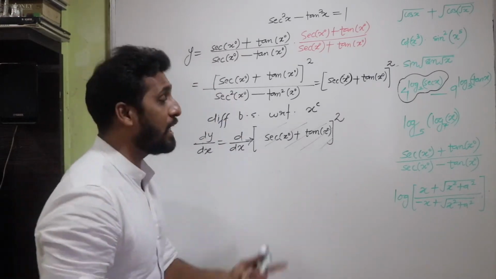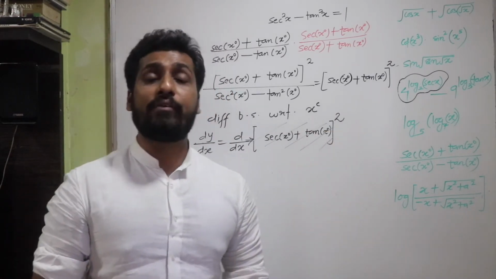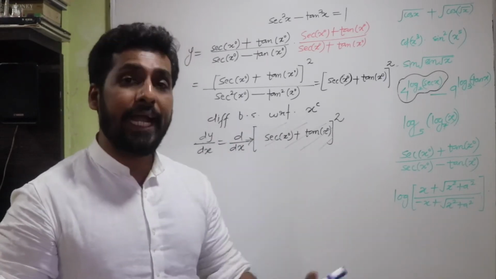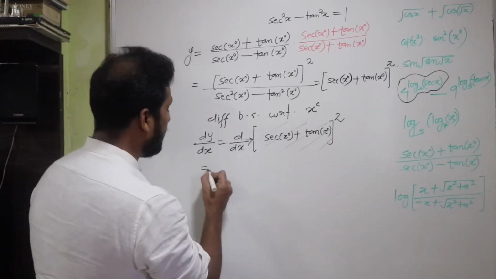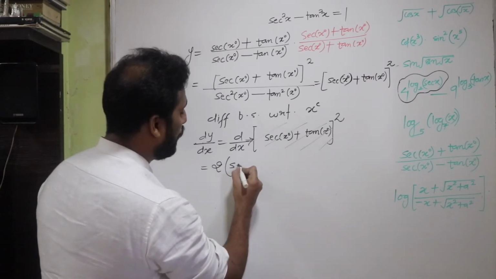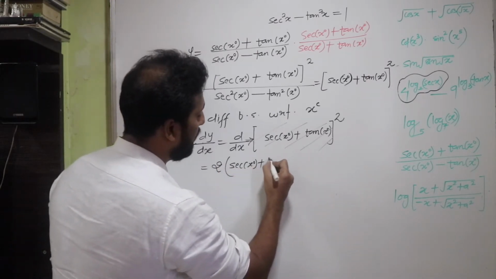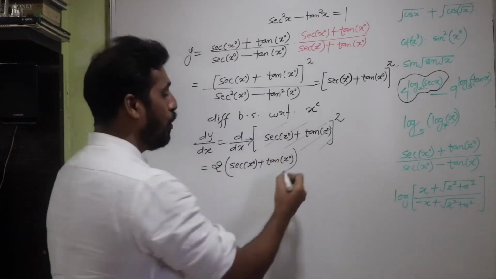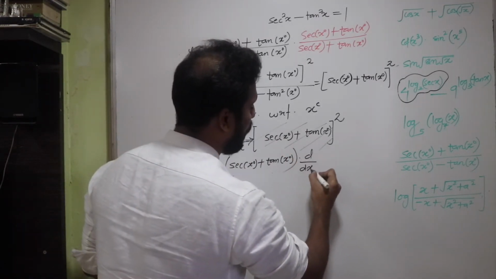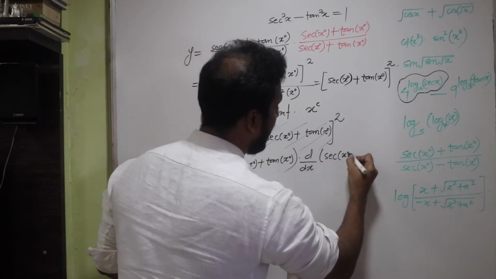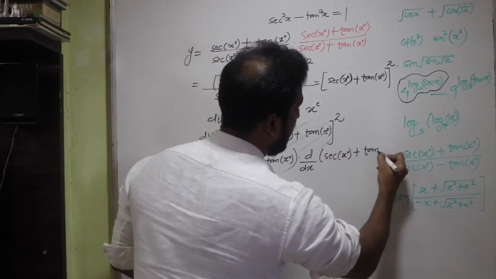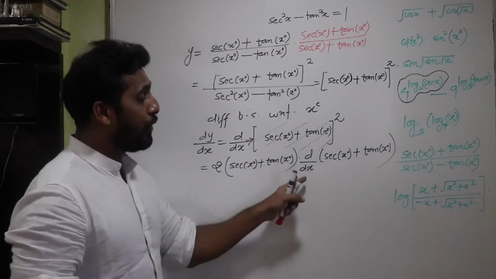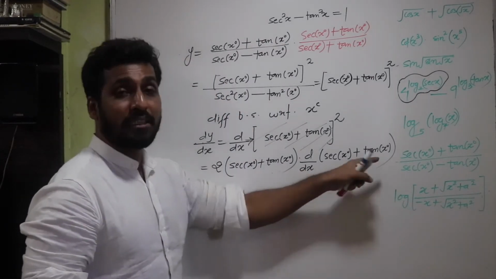I'm going to read it as u square. And what's the derivative of u square? It is going to be 2u and again derivative of u. So I get the answer as 2u, which is sec of x degree plus tan of x degree, 2u, and then again derivative of sec of x degree plus tan of x degree. Got that? Now I want to differentiate sec of x degree plus tan of x degree.